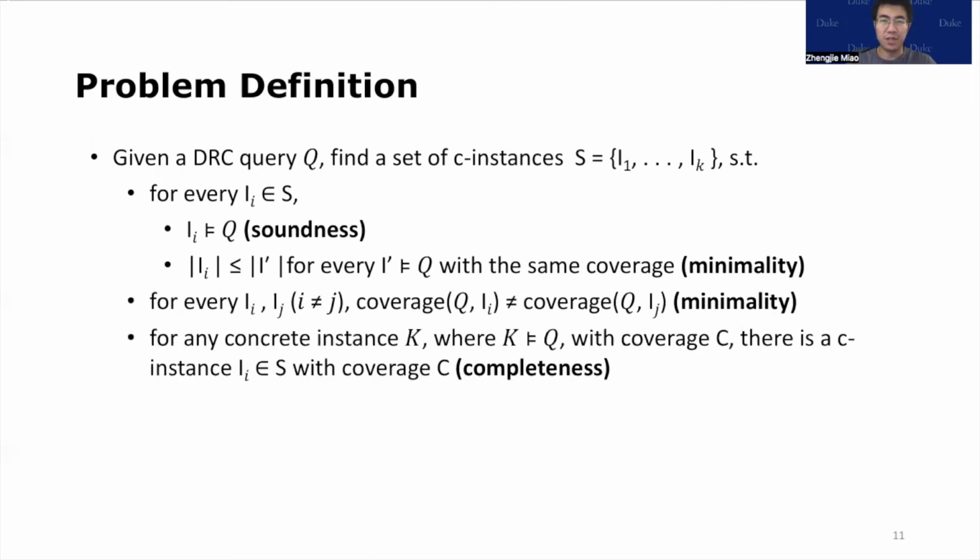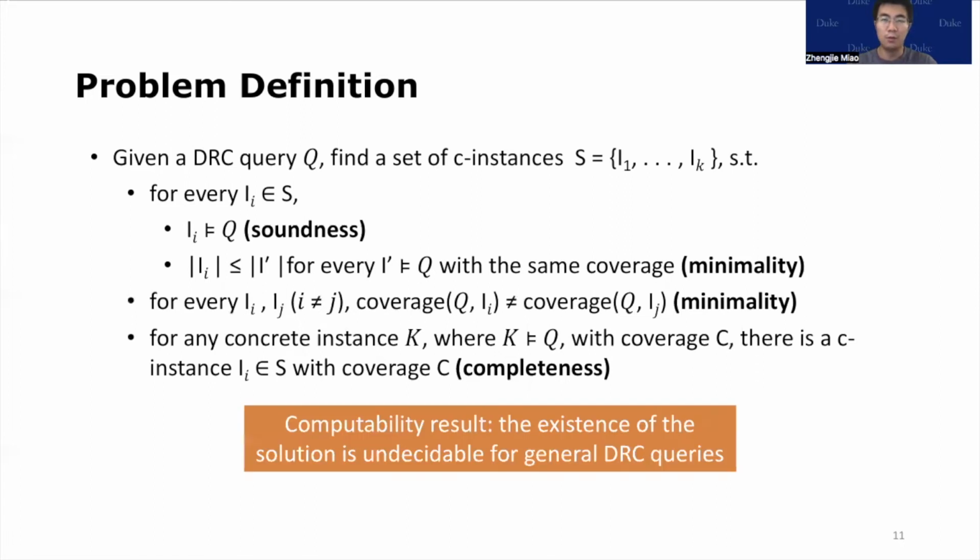And the solution should be complete, which means that for any concrete instance K satisfying Q, there is an instance in the solution that has the same coverage for Q. We also show that deciding whether the solution to this problem, or even just a satisfying instance, exists is undecidable for general DRC queries. Therefore, our solution can guarantee soundness and minimality, but not completeness.